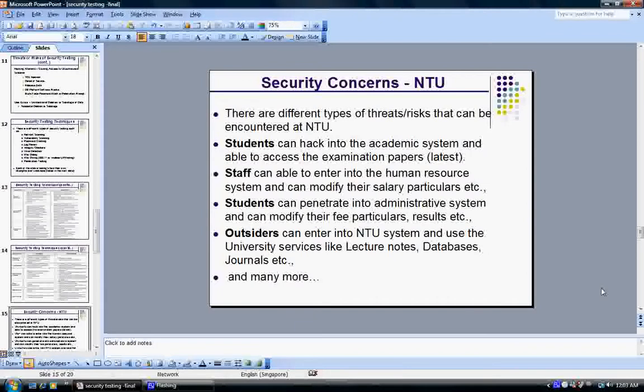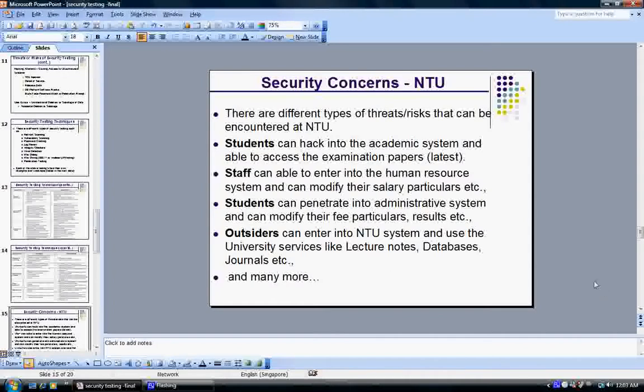Anything could be possible. Students can penetrate into administrative systems, modify their fee particulars, and modify the results, so that even if they haven't taken the exam, they could say they have passed all the exams or graduated. And some outsiders can enter NTU systems and use the university services, as NTU provides plenty of services like lecture notes, library systems, e-books, databases, journals, etc. So people can try to enter the NTU system to use these services.